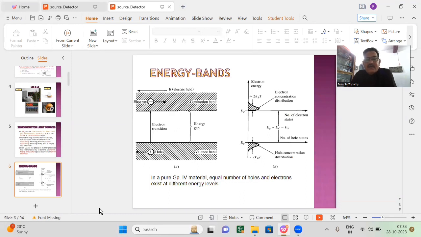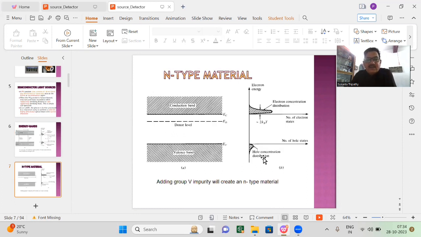So if you take the intrinsic semiconductor, as you can see here, the distribution of hole concentration and the distribution of electron concentration are similar. So this is the situation in case of your intrinsic semiconductor. Now, the concentration of holes and electrons in an intrinsic semiconductor is very, very small, and therefore we cannot get any practical application out of it. So to get some practical application, you have to dope this intrinsic semiconductor either by a pentavalent impurity or by a trivalent impurity.